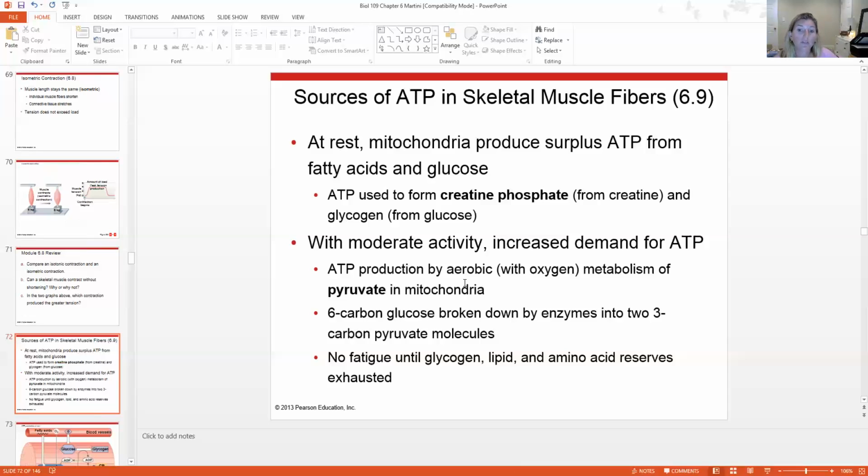So ATP is produced through aerobic respiration with oxygen. It creates pyruvate in the mitochondria, and that 6-carbon glucose can then be broken down into the pyruvate and so on and so forth. We'll get into all the details eventually. There's no fatigue until your glycogen, lipid, and amino acid reserves are exhausted. So, in other words, your body can keep going even if you feel like you can't go anymore.